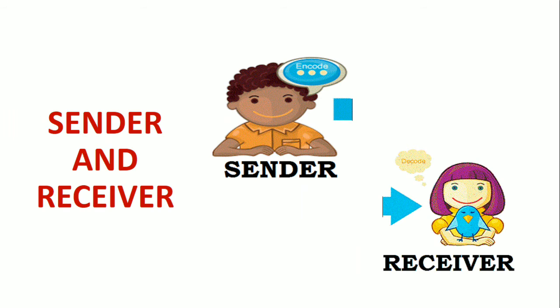So, students, to deliver or to receive a message, two persons are involved. One is a receiver and another is sender. Sender is the person who gives the message, and obviously receiver is the person who receives a message.